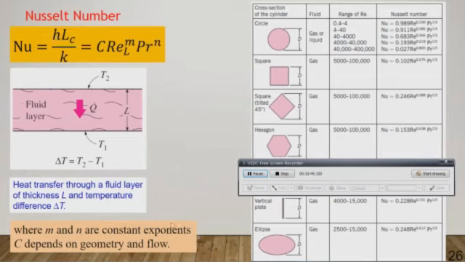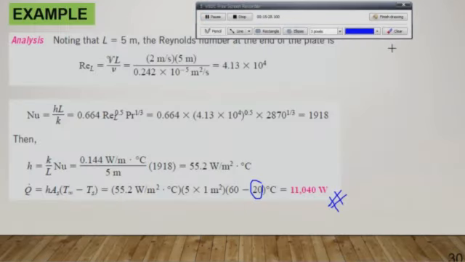Based on this example, you can see that h is very much dependent on the Nusselt number. Different Nusselt numbers will give different h values. Therefore, based on the same equation, Q equals hA delta T, the changes for different cases of forced or free convection are basically in the h value, which is based on the Nusselt number in this case. So let's go.